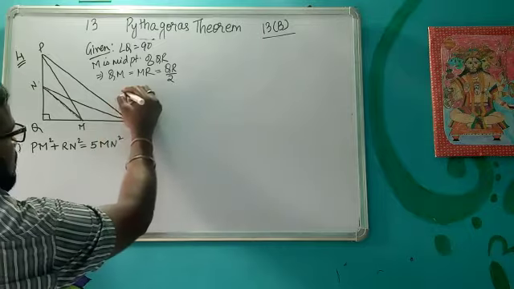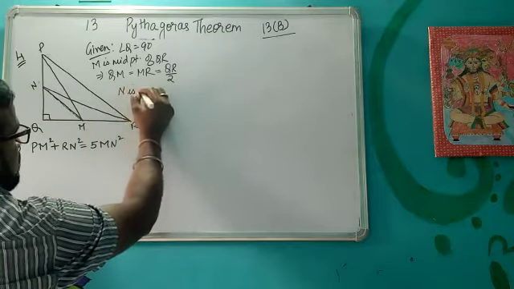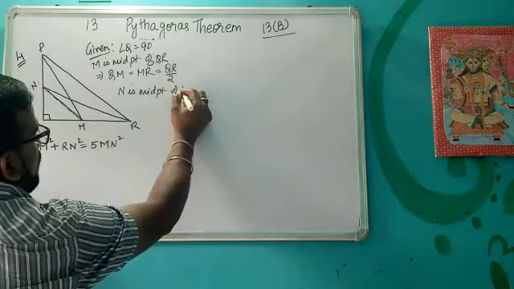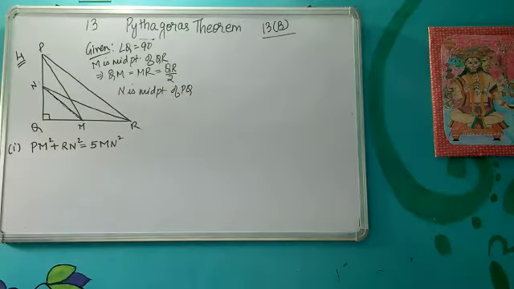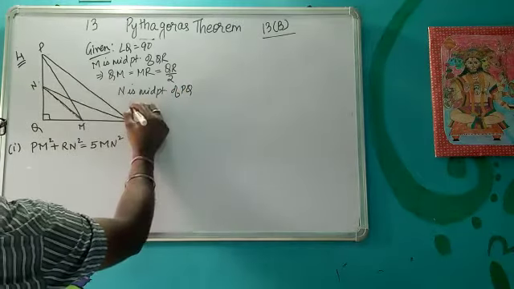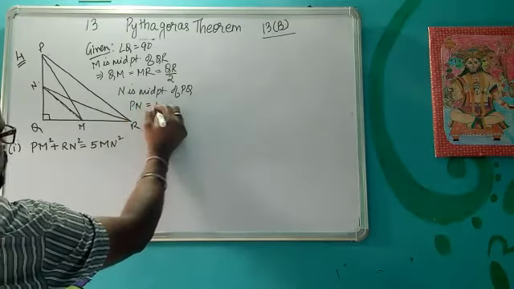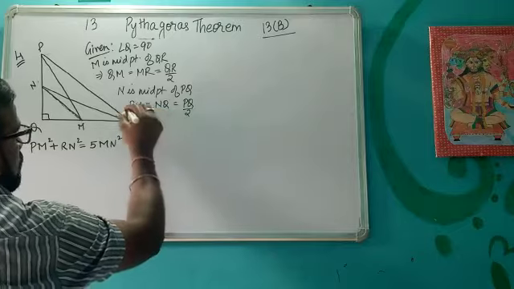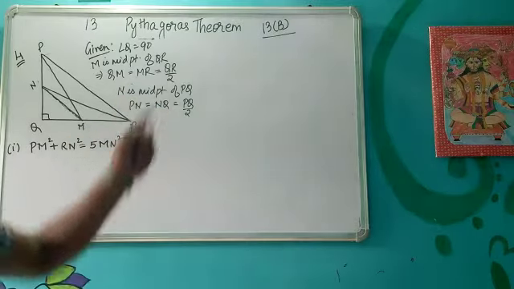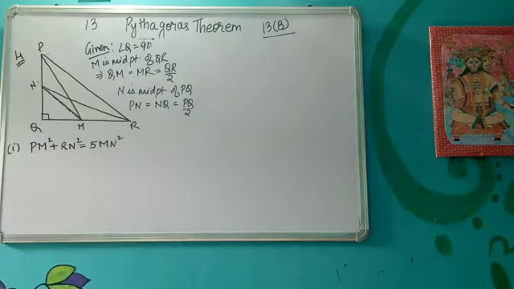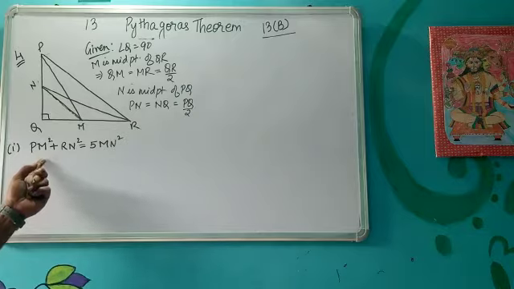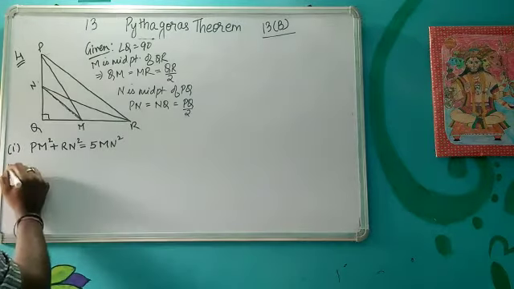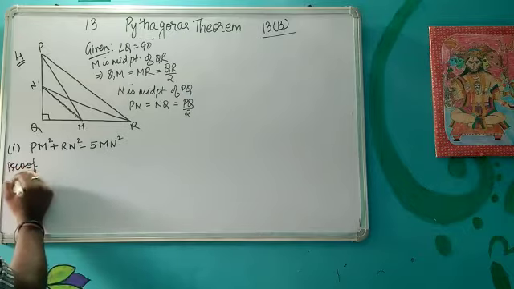Then what else is given? N is the midpoint of PQ. It is also given. That means PN equal to NQ equal to PQ by 2. So these two pieces of information we will be using in the question. So first we will start. First we have to prove this part. How will we start?